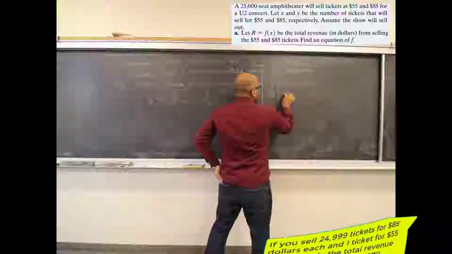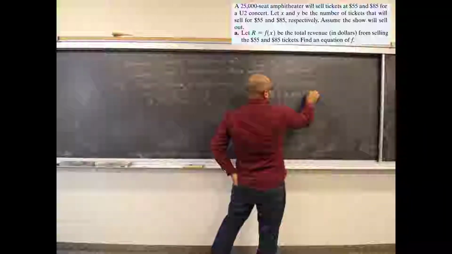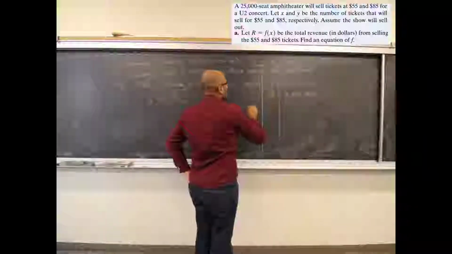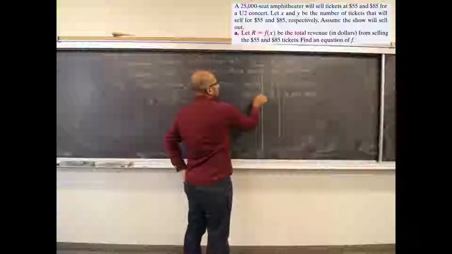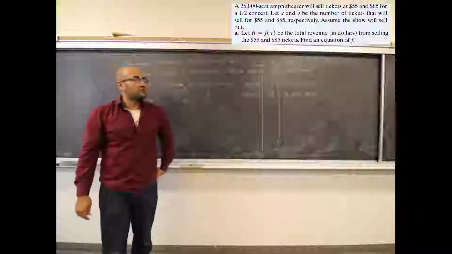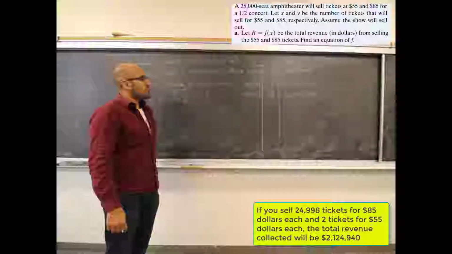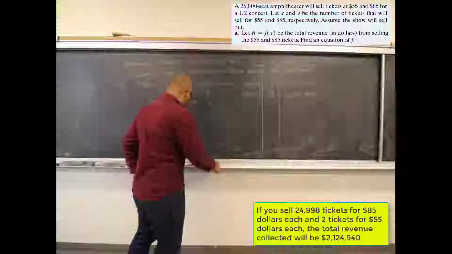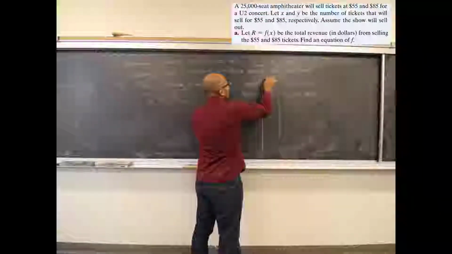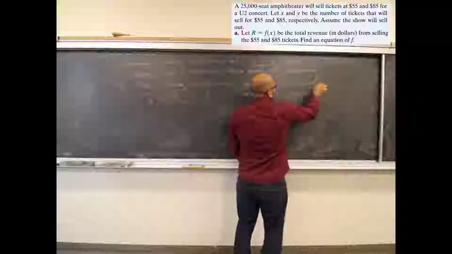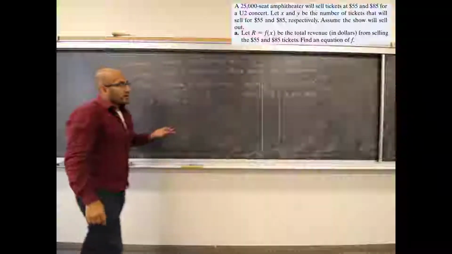How about a 2 there? That means this will be 2,124,940, right? An additional $30. And that means that 24,998 tickets were sold for $85. 2 tickets were sold for $55. And together we collect a total of $2,124,940. So every time this goes up by 1, this goes down by 30. This goes down by 30, which is one way to describe slope.